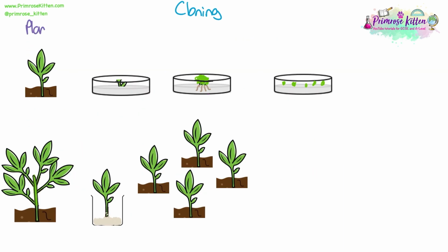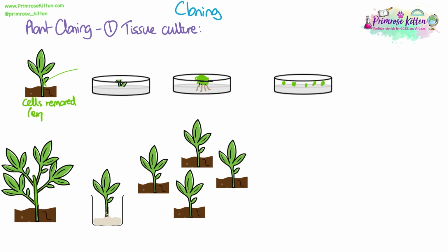So let's look at plant cloning. The first type of plant cloning we can look at is tissue culture. First, cells are removed from a plant. This is the plant that you want to clone, and we call these bunches of cells explants. They're placed on a growth medium, so this is sterilised agar jelly. It has to be sterilised because we're introducing cells to a new environment. It could easily get infected or grow bacteria or something else instead if you're not careful.